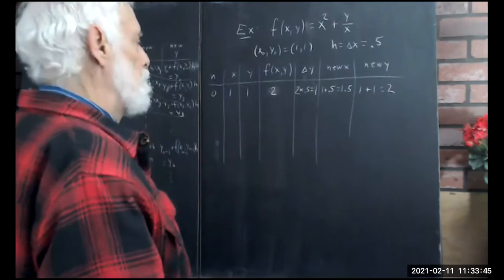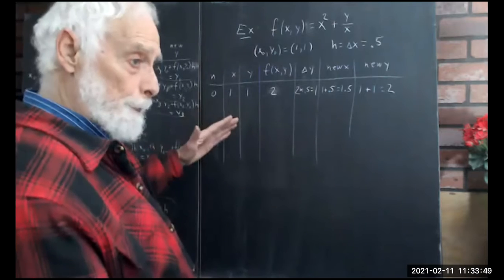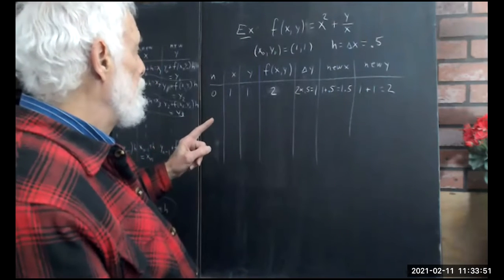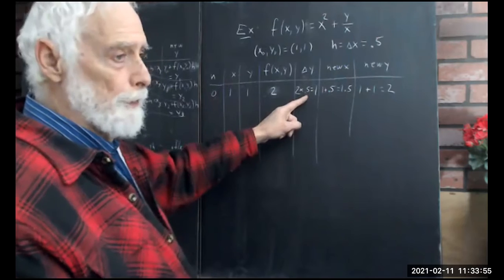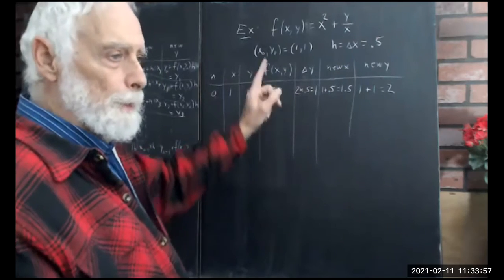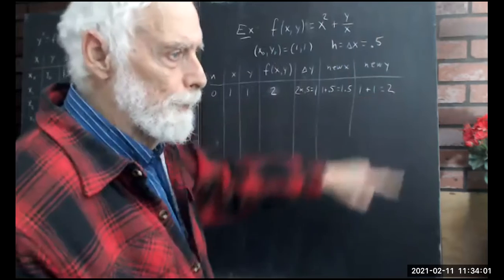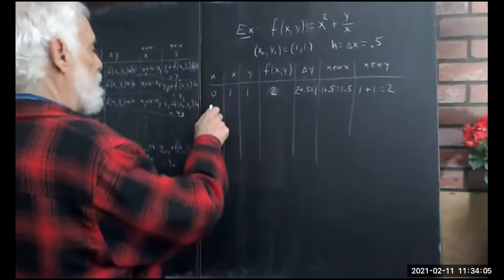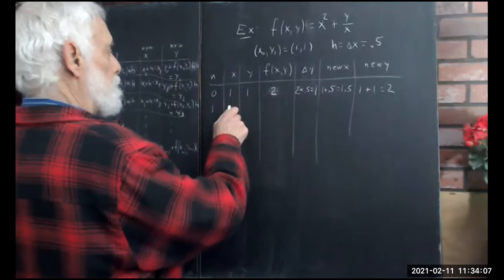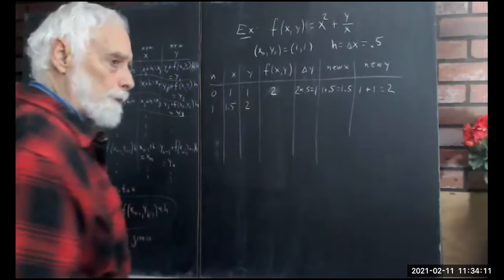and that's 2. Okay, again, you're at the point (1, 1), and you're going up with a slope of 2, and you're moving over half a unit. So you're going up 1 unit. Y started at 1, you add the change, and you get 2. So now n is 1, x is 1.5, and y is 2.